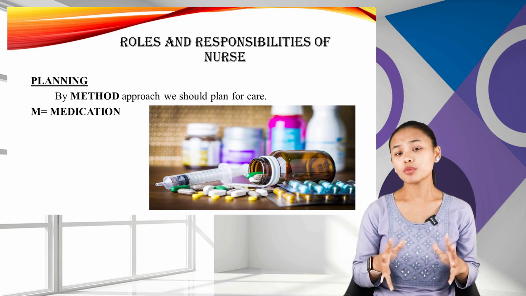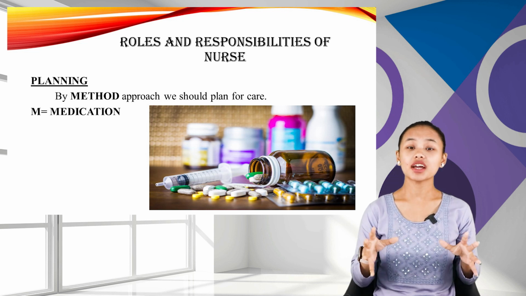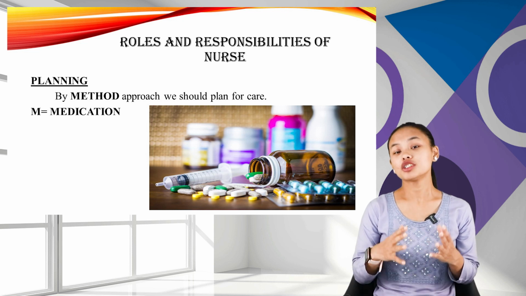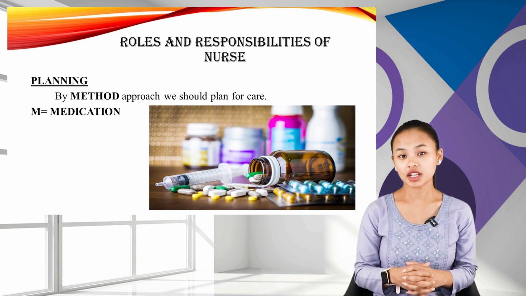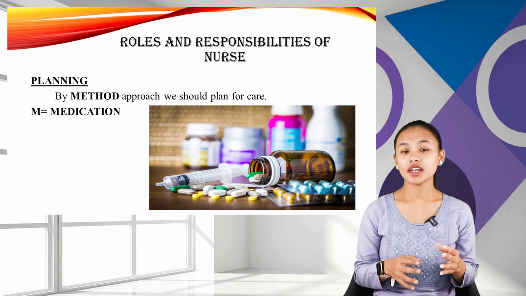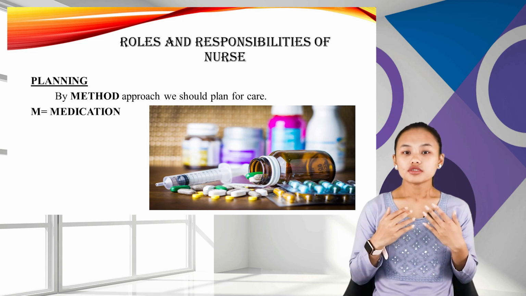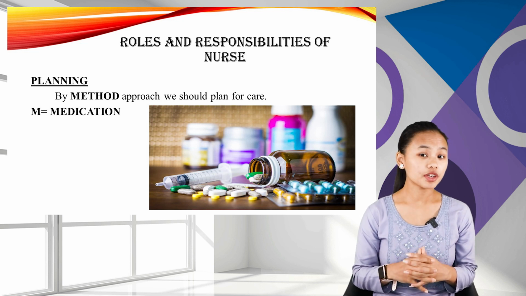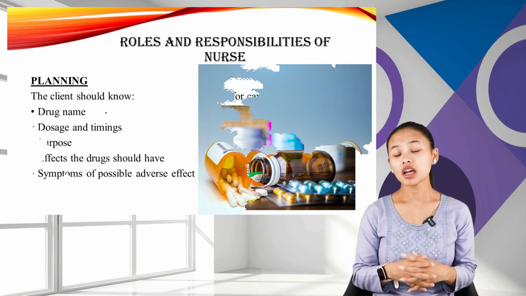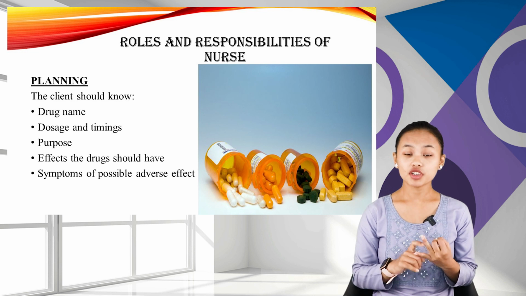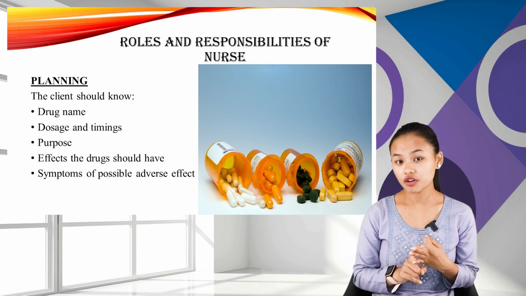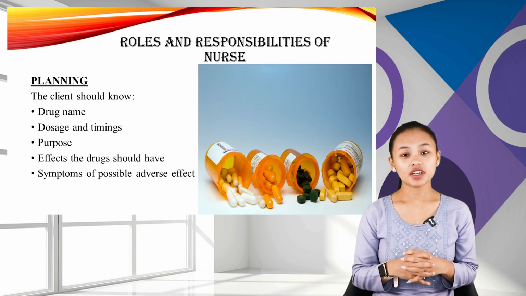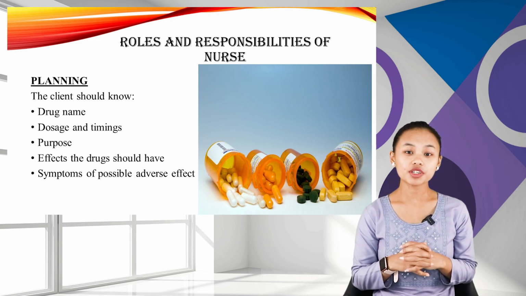The next one here is planning. There is one approach that we should use to plan for care, and that is the METHOD approach. Here M means medication. As a nurse, before you discharge the patient, you must make sure that the patient, as well as the family members, must know the drug name, the dosage and the timing, the purpose of the drugs, the effects of the drugs, as well as the side effects that can occur because of this particular drug.